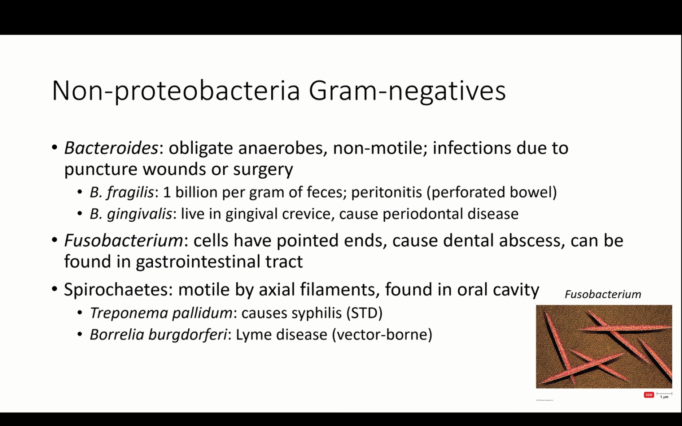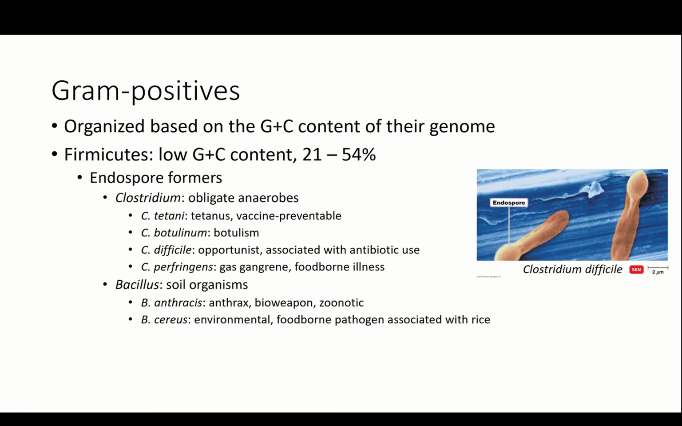So some of the organisms that fall into this category include Treponema pallidum, which causes syphilis, a sexually transmitted infection, and Borrelia burgdorferi, which causes Lyme disease. Lyme disease is transmitted through ticks. It's a vector-borne illness, and we'll talk about it some more when we get to the system-by-system infections.